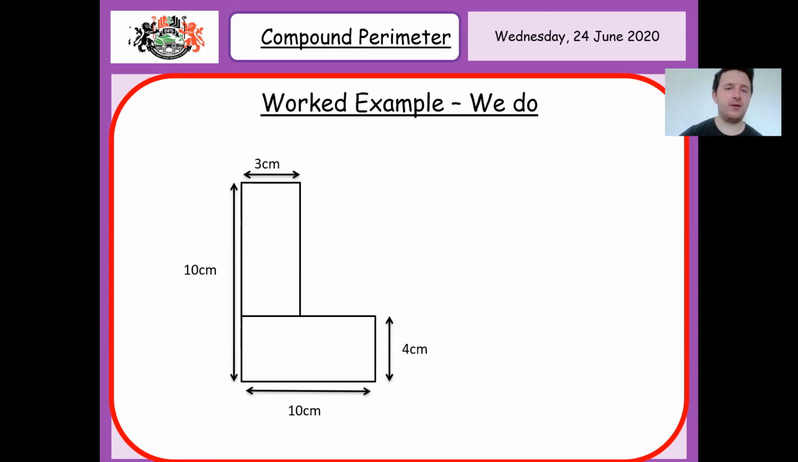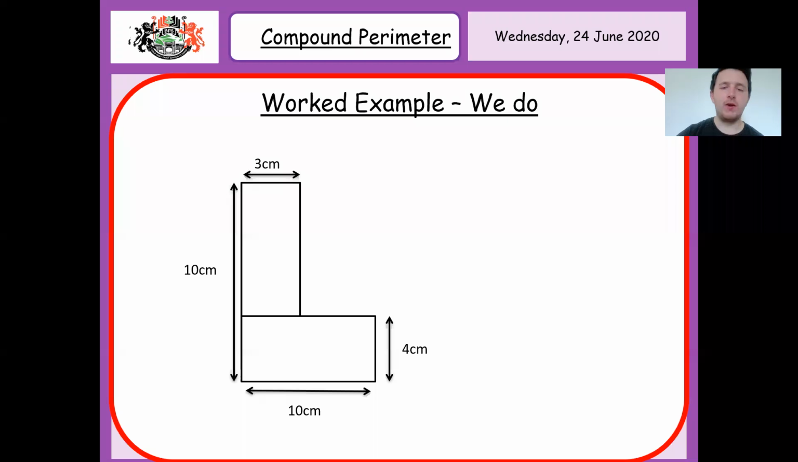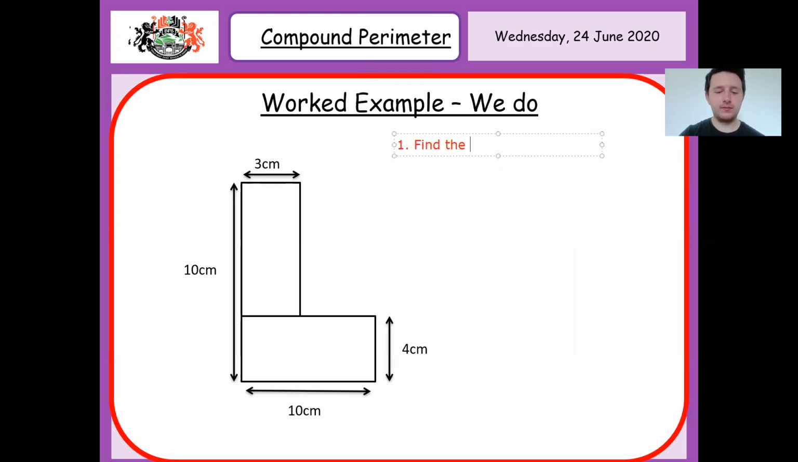Now, if we go back to the last example, we remember that step number 1 is we need to find the missing lengths. So, first things first, we need to look at this diagram. We need to think, is there any lengths we're not told? And there are lengths that we're not told. We're not told what this length here is underneath the 3 and what this length here is near that 4. So I'm going to show you a technique now to work out those missing lengths.